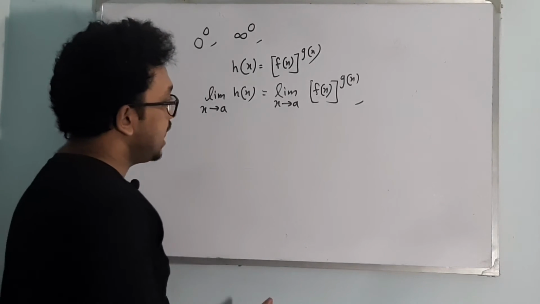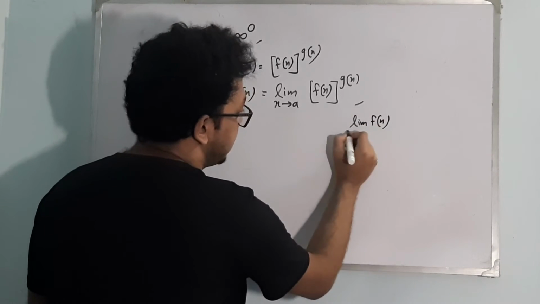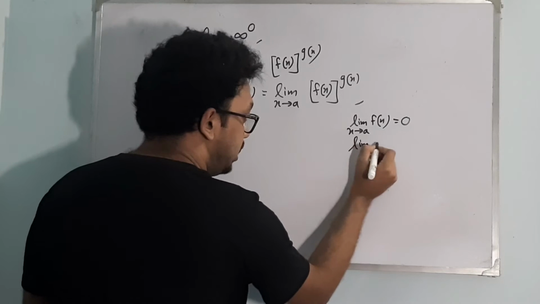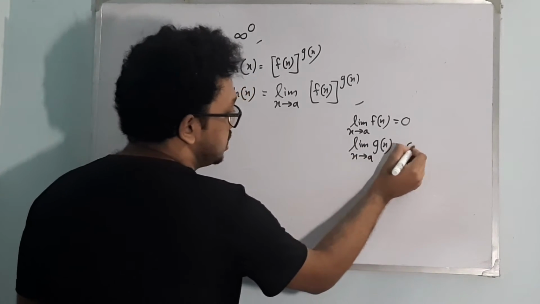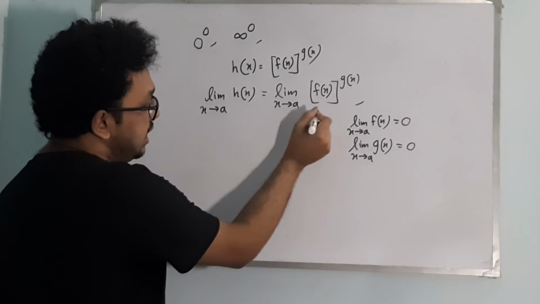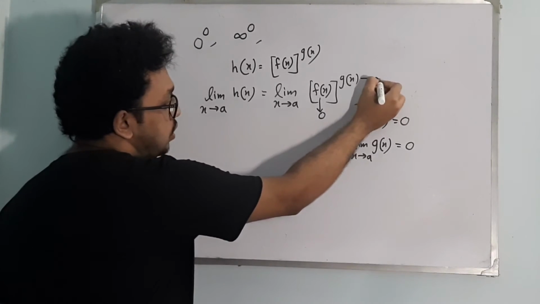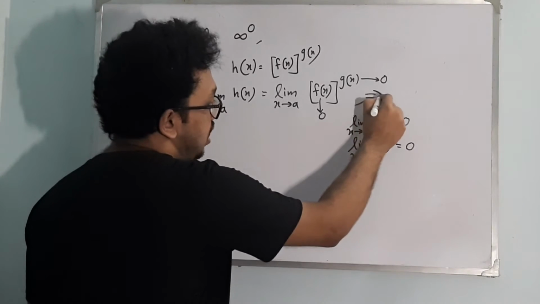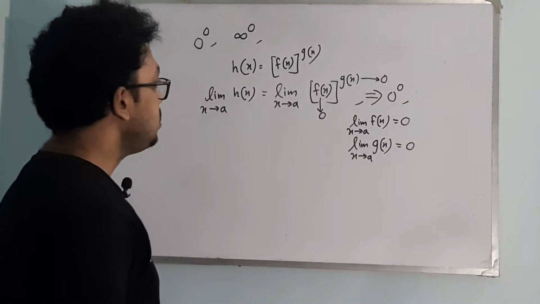Now if you have a case such that the limit of f(x) as x tends to a is equal to 0 and the limit of g(x) when x tends to a is equal to 0, then we will have a 0 to the power 0 form. See, we have f(x) tending to 0 when x tends to a. We have g(x) tending to 0 when x tends to a. So clearly I will have a 0 to the power 0 form, right?